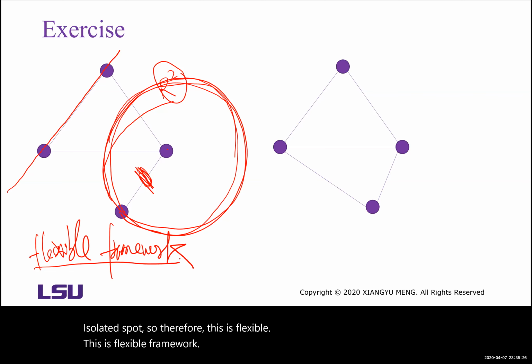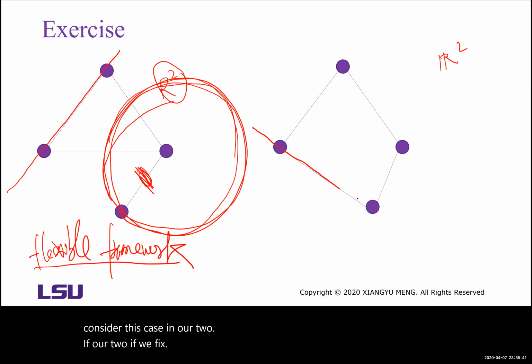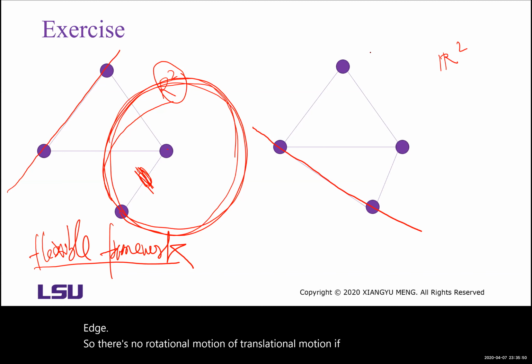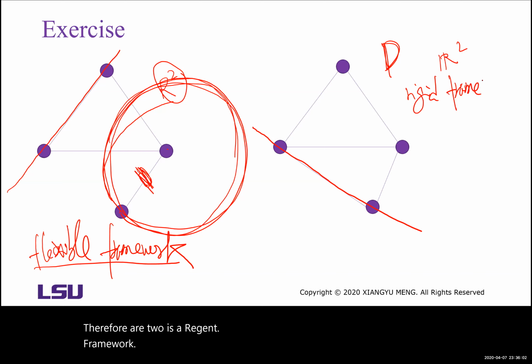Now let's look at this case. Is it a flexible framework or a rigid framework? It depends. Now let's consider this case in R2. If in R2 we fix this edge, there's no rotational or translational motion. If every agent moves, it will not satisfy the constraint specified by D. Therefore, in R2, it's a rigid framework. Please remember, a framework is defined by the graph and the realization.